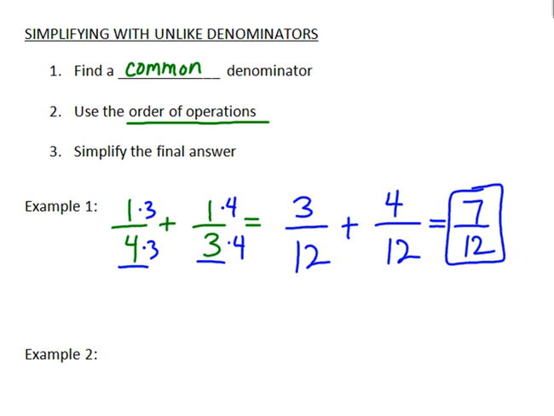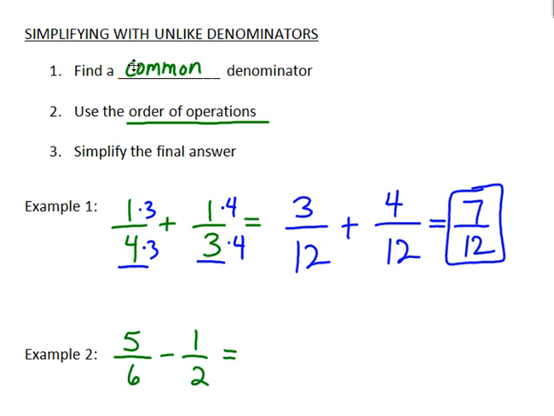So again, you have to change the denominators to make it into the same common denominator, and then go ahead and change the numerators by multiplying. Another example real quick. How about 5/6 minus 1/2?